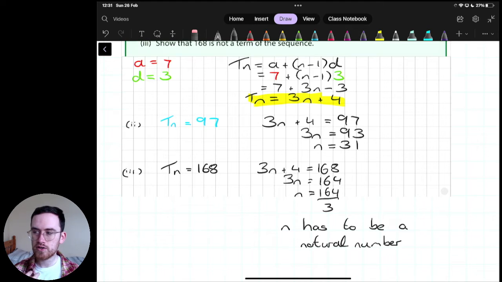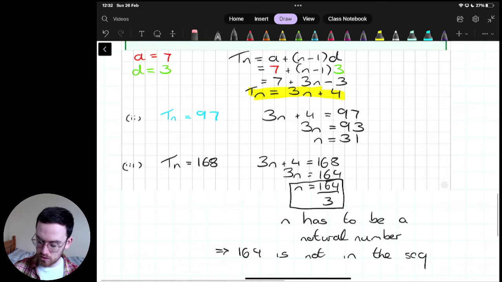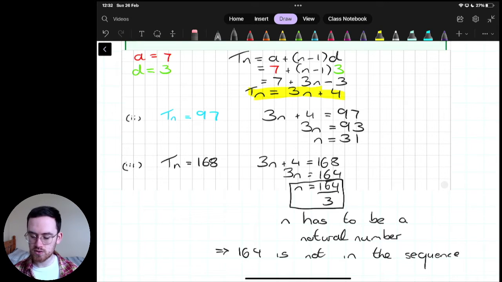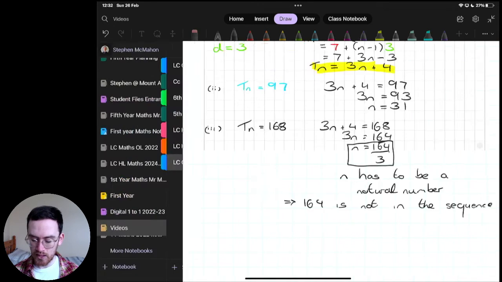All of our term numbers, all of those values for n, are natural numbers. So we have the first, the second, the third, the fourth. So if we don't get a value of n that's a natural number, then what that means is that 164 is not in the sequence. If n is not a nice natural number, then that number that we're talking about must not be in the sequence. So that's how we can test whether a number is in the sequence or not.